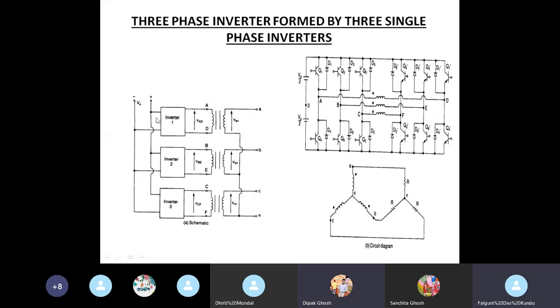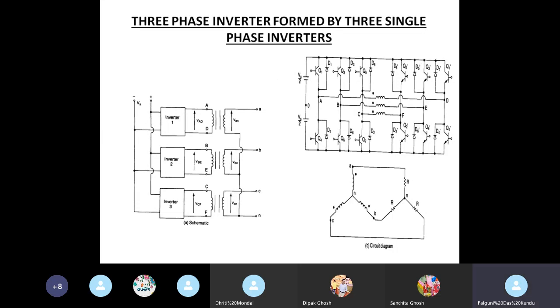This is the schematic diagram of three-phase inverter. Okay, so here we can see that this is the primary inverter, this is the primary of the transformer, and these are the secondary of the transformer. Here we see that the secondary is star connected or delta connected. It is in star connection.